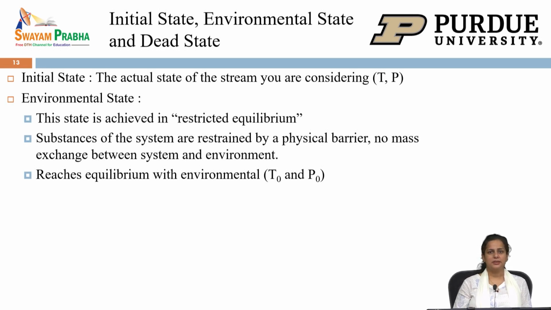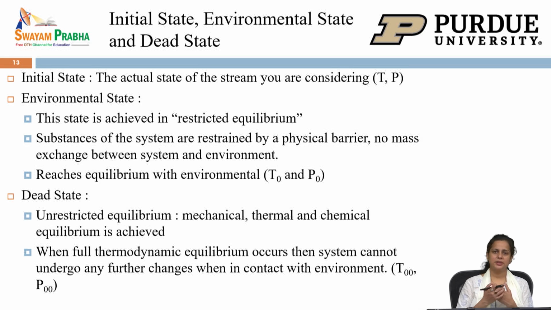Environmental state is the one that is achieved in restricted equilibrium, and substances of the system are restrained by a physical barrier, which means there is no mass exchange between system and environment, and it reaches equilibrium with the environment in terms of T naught and P naught. So here only energy flow is happening and the pressure equilibrates as well, but there is no mass exchange. So this is where we call it the environmental state.